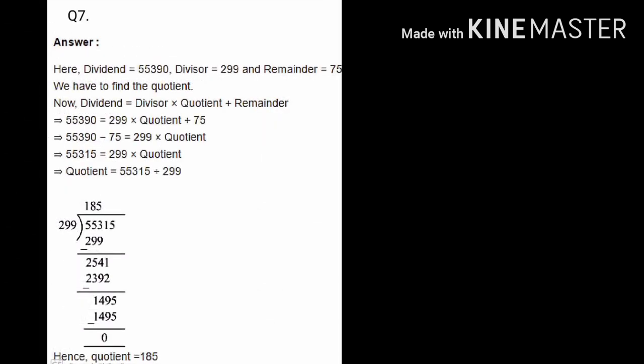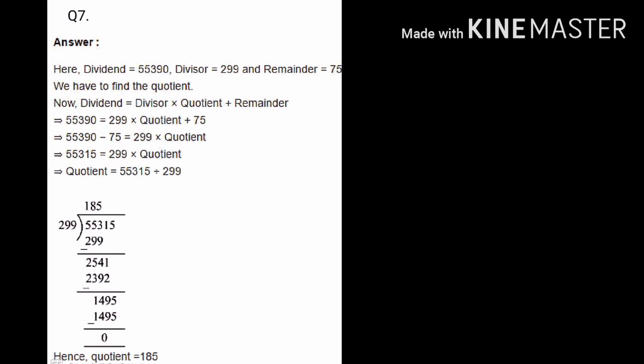Okay. Now next is question number 7. On dividing 55,390 by 299, the remainder is 75. We have to find out the quotient by using the division algorithm. Remember the division algorithm? Okay. Now dividend given, divisor given, remainder is given. What is our division algorithm? Dividend is equal to divisor into quotient plus remainder. Now 55,390 is equal to 299 into quotient plus 75.